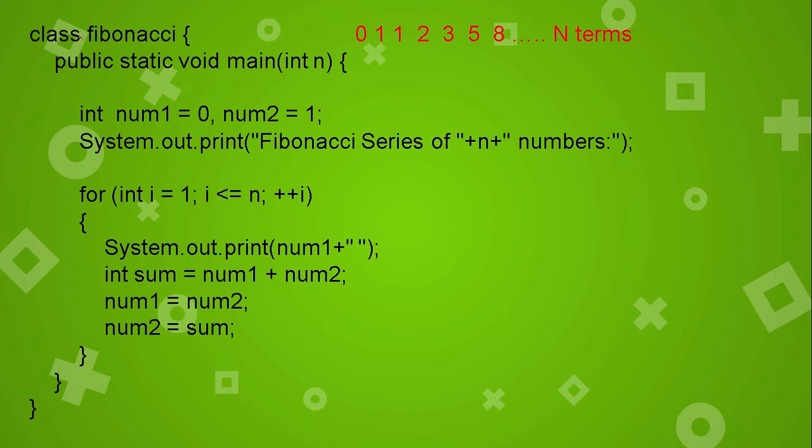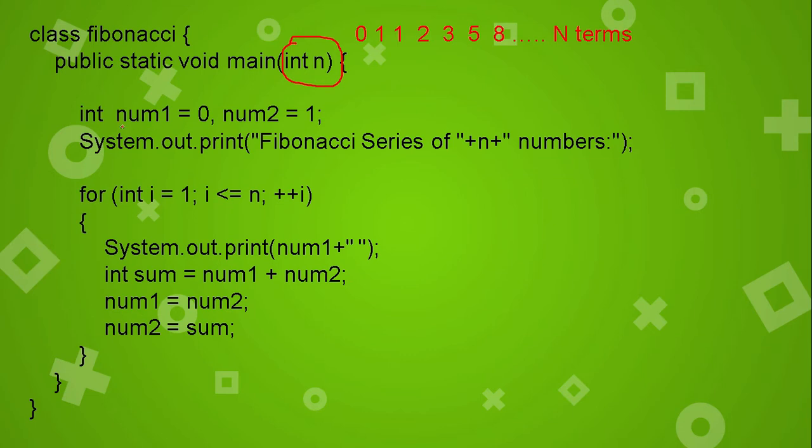So I have written my class, then void main. This n is for receiving the number of terms. I have written here n terms. If I am giving 5, then how many terms do I need to print over here? 1, 2, 3, 4, 5 terms. If I am giving 7, then I need to display 7 terms. This is the first term, then second, third, fourth, fifth, sixth, 7 terms. That is what this n indicates.